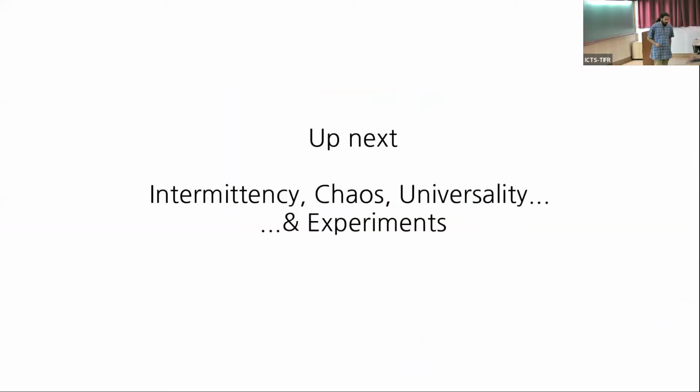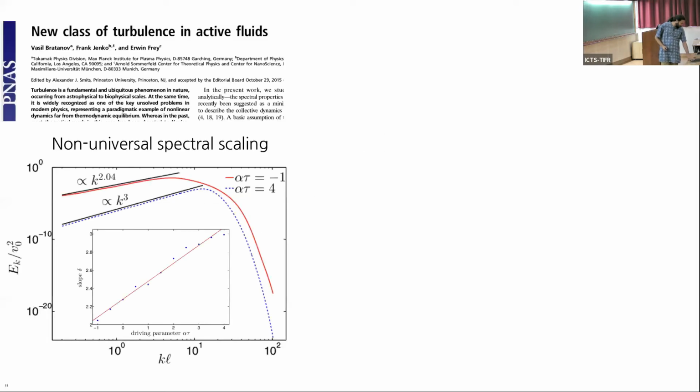So I just want to give you a glimpse of what we are doing now with this system. So we are looking at other questions like intermittency and fluctuations in this system, chaos, universality, and also some experimental follow-ups. So for instance, there has been this very interesting and very seminal paper which showed that in the same model that I showed you, there is actually non-universal spectral scaling. So if you increase the level of activity, your spectral slopes become shallower and shallower. So you see you move in that direction. And there's a linear relationship here. So they said that the scaling is non-universal.